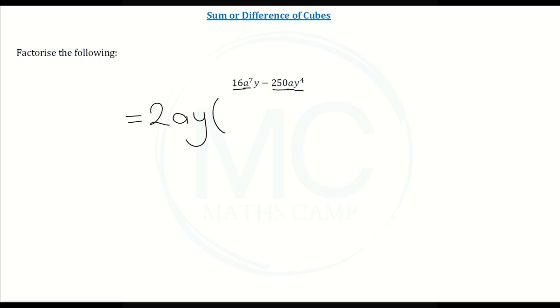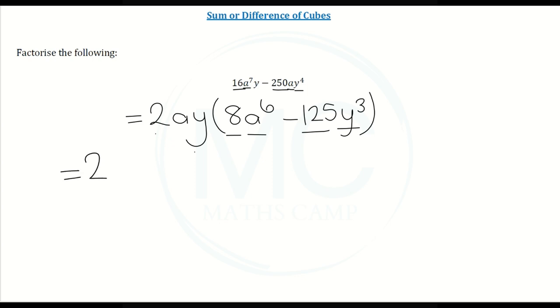Now we can open our brackets. 16 divided by 2 is 8. A to the power of 7 divided by a is a to the power of 6. Y divided by y is 1. We don't have to write it down. Then it's our minus sign. 250 divided by 2 is 125. A divided by a is 1. And y to the power of 4 divided by y is y to the power of 3. Now we have 8, a to the power of 6, 125, and y to the power of 3. They are all cubes. So we can now factorize this bracket using the difference of cubes.